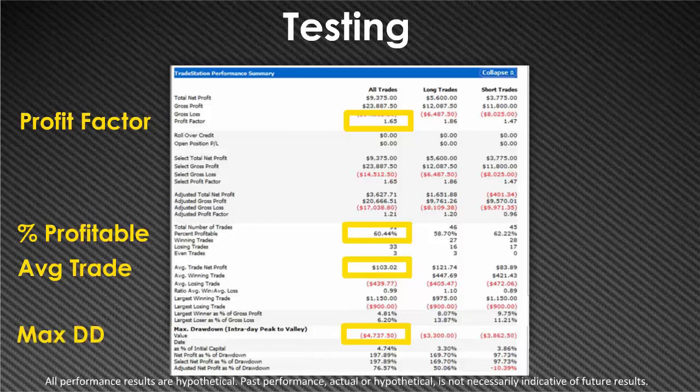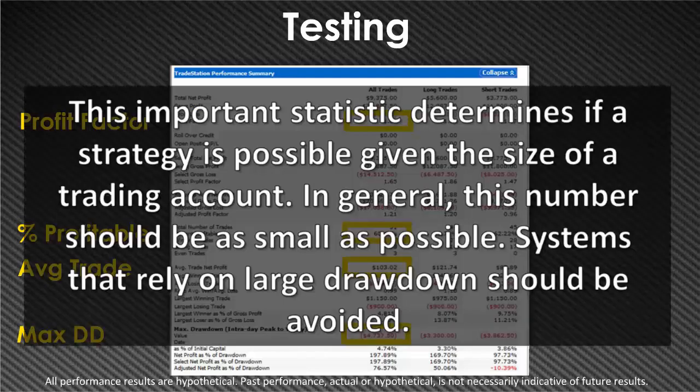And then the final thing I look at on a performance report is the maximum drawdown. This really defines the greatest difference or loss from a previous equity peak. I think of this as the worst case scenario for a trading period. It's an important statistic because it determines if a strategy is possible given the size of a trading account. In general, this number should be as small as possible. Systems that rely on a very large drawdown, I would recommend avoiding, because if this number is very big, if it costs you hundreds of thousands of dollars to trade a system, you might reach a point of ruin before you see any type of profitability in the system.